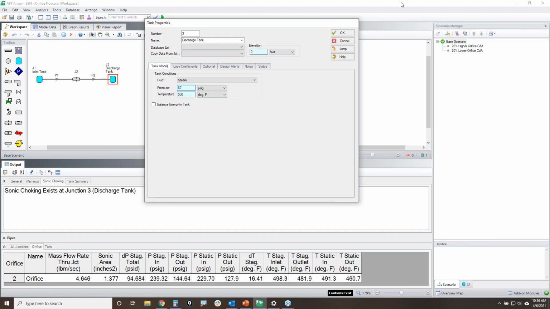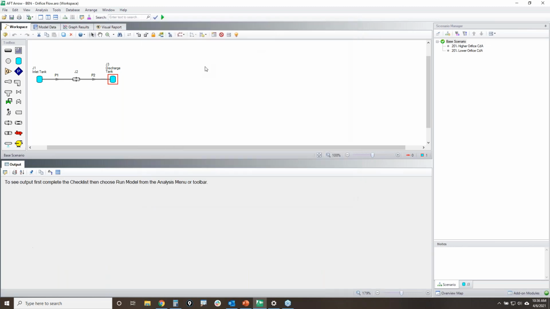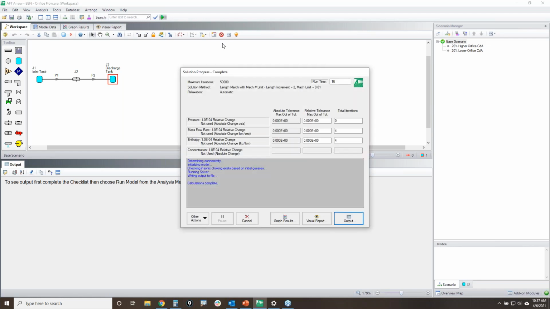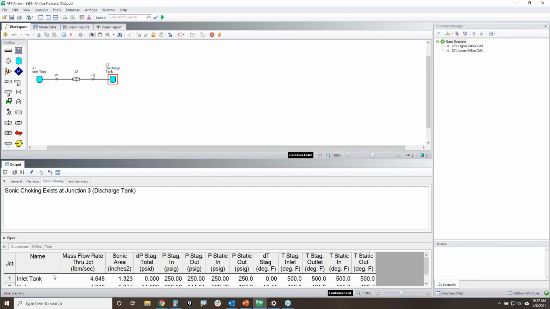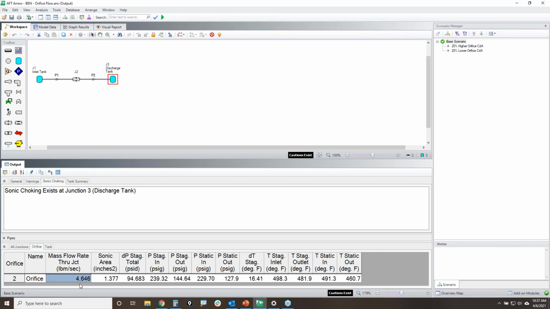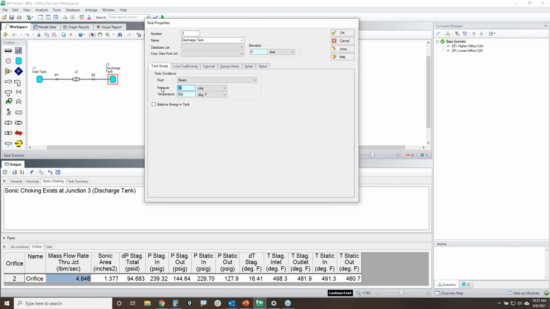Let's set it at 87. If I set it to 87 and rerun the model here, I still have sonic choking. And let's bump this up to 88.